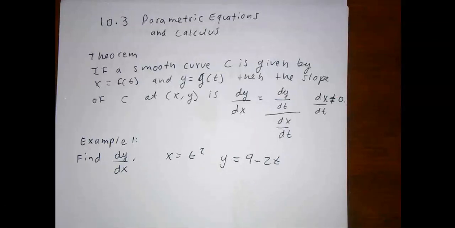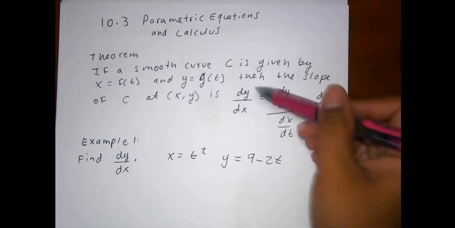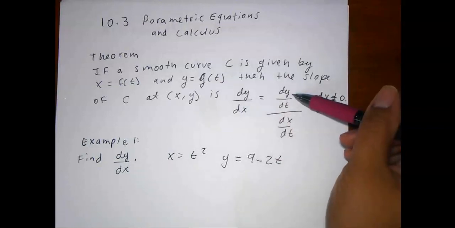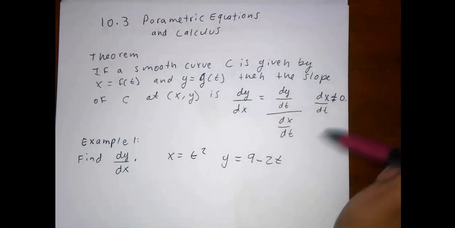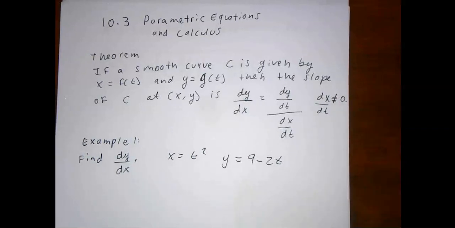10.3 is parametric equations, but now with calculus. Here the theorem is: if a smooth curve C is given by x equals f of t and y equals g of t, then the slope of C at (x, y) is dy/dx. But since we're given it in terms of t, it will be dy/dt over dx/dt, where dx/dt cannot be 0. So here's my first example.